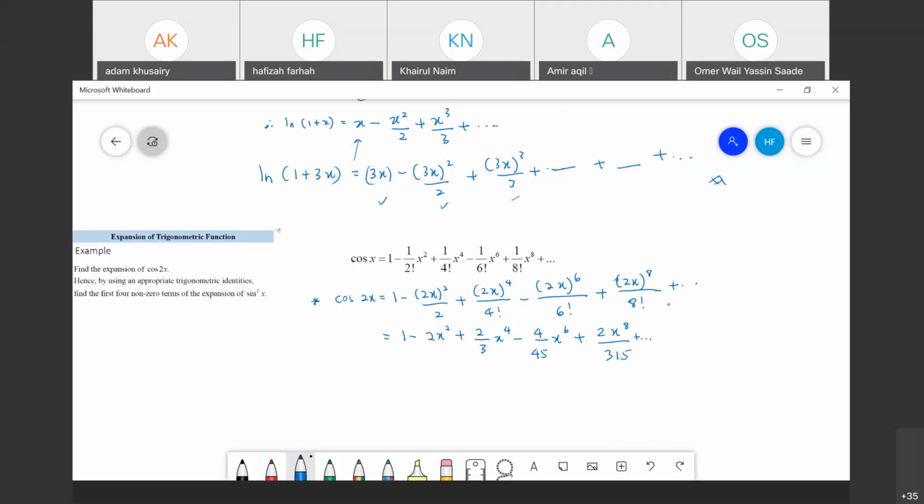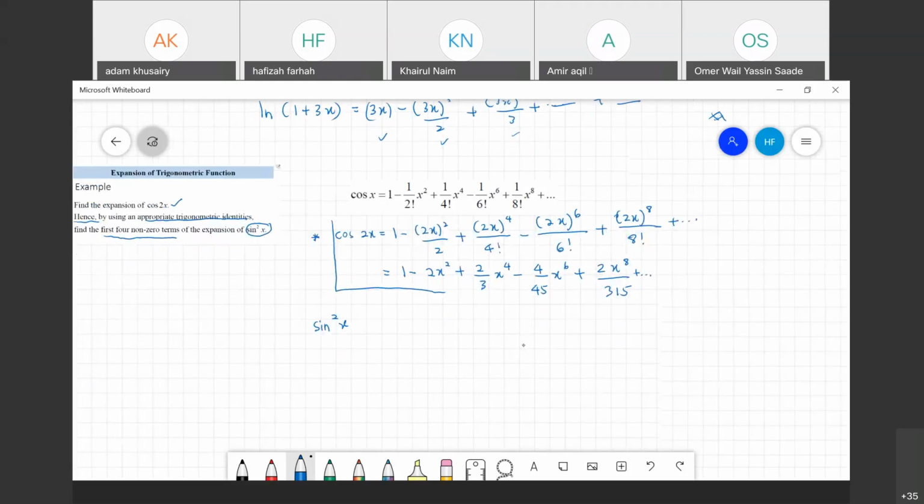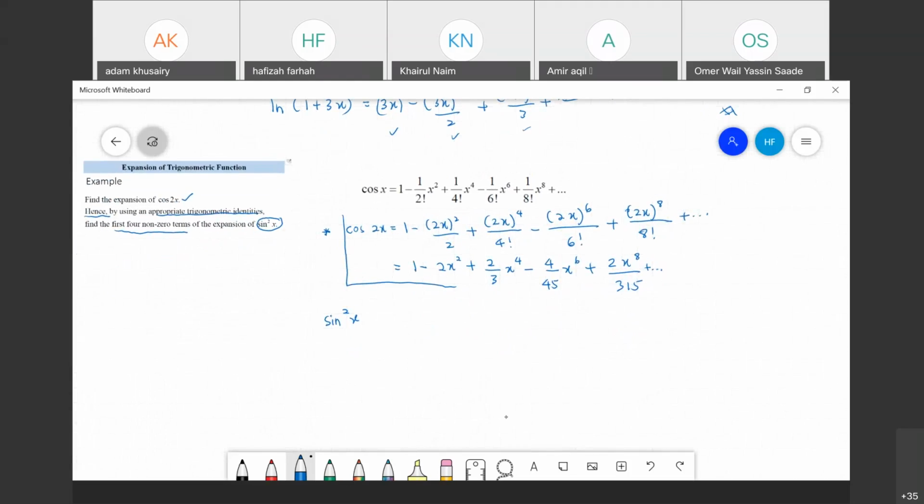Okay, now we have found the expansion of cos 2x. Hence, by using appropriate trigonometric identities, find the first 4 non-zero terms of the expansion of sin squared x. Okay, what can we do here? How to solve this? From this expansion, we want to find sin squared x. We substitute into x. But how do we substitute into x, since this is the expansion of cos x?